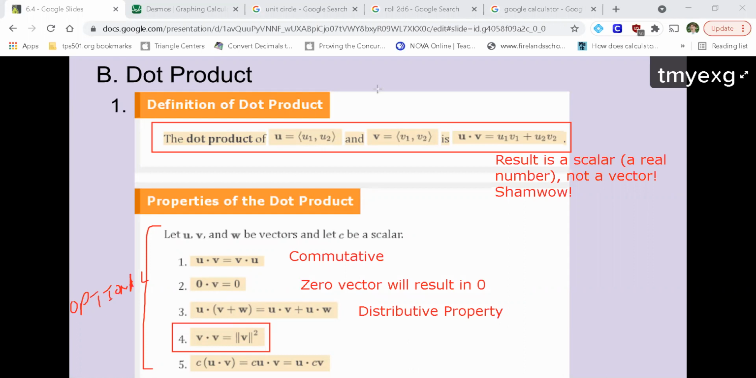A vector being dotted with itself will result in a scalar which is just the magnitude squared. You could use that identity as a shortcut to do some of your problems. Or use that property.